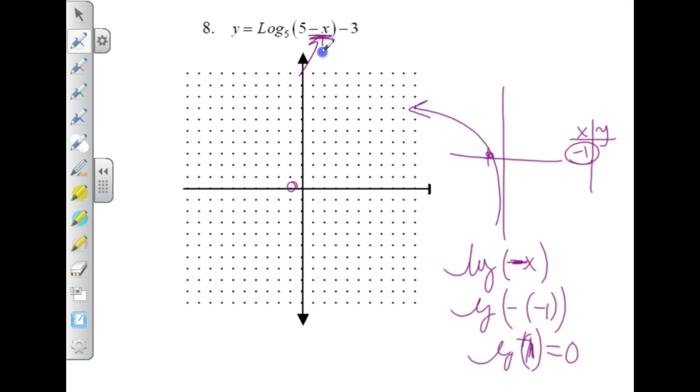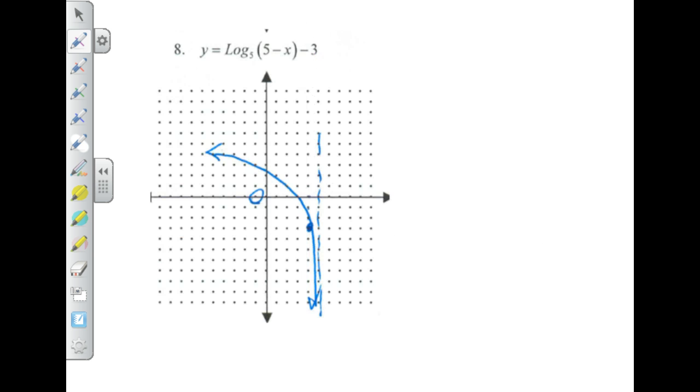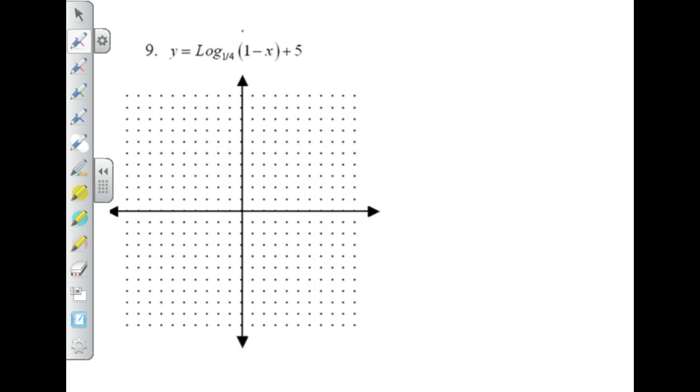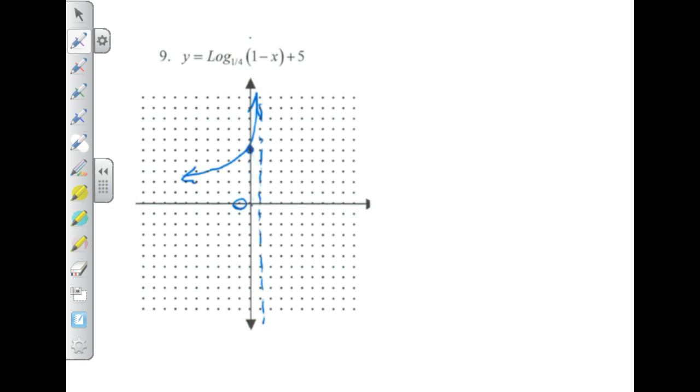So this is going to be a decaying function, 5 units to the right, 3 units down, and x equals 5. This looks like a growth, because you have 2 decaying factors, so you should start low and head high. So that will finish up our introduction of logs.